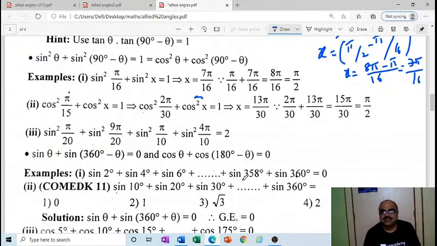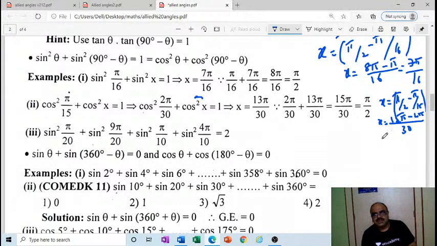Did you get this? X is equal to pi by 2 minus pi by 15. 15 pi, 2 pi. So it is 13 pi by 30. X is equal to 13 pi by 30.